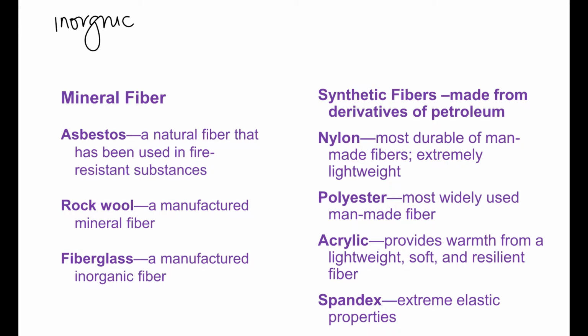Then there's rock wool, which is another mineral fiber, but this is one that's manufactured. And then another one that you would probably be fairly familiar with is fiberglass, which is again manufactured, but this one is an inorganic fiber. So really quick, let's talk about what the word inorganic means in science. It doesn't mean without fertilizer or super expensive fruits and vegetables. Inorganic just means without carbon, like the element carbon.